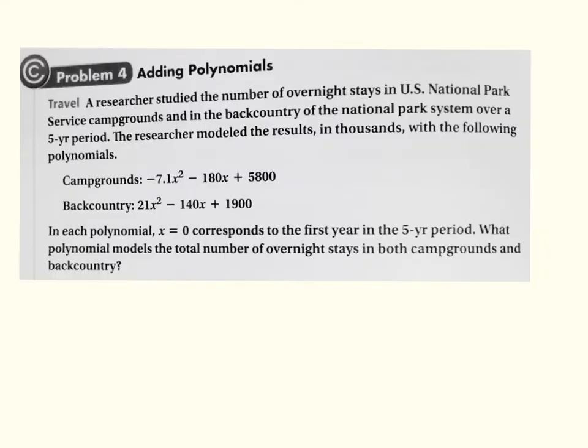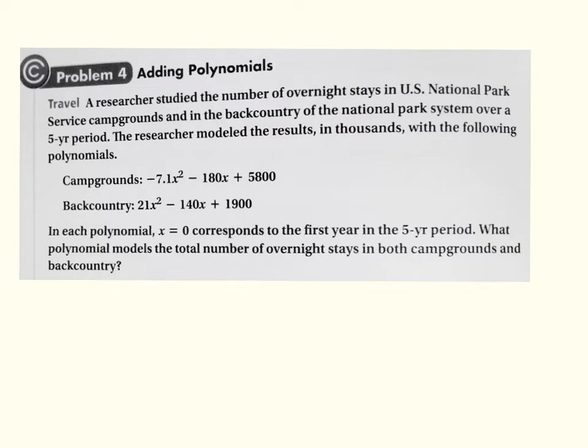So if we're going to add polynomials, let's start out with a word problem, because who doesn't love those? A researcher studied the number of overnight stays in U.S. National Park Service campgrounds and in the backcountry of the national park system over a 5-year period. The researcher modeled the results in thousands with the following polynomials. And I'm not going to say them, but there's the campgrounds polynomial and the backcountry polynomial. In each polynomial, x equals 0 corresponds to the first year in the 5-year period. What polynomial models the total number of overnight stays in both campgrounds and backcountry?